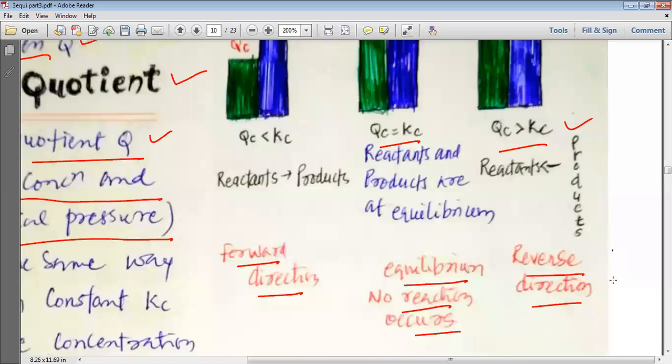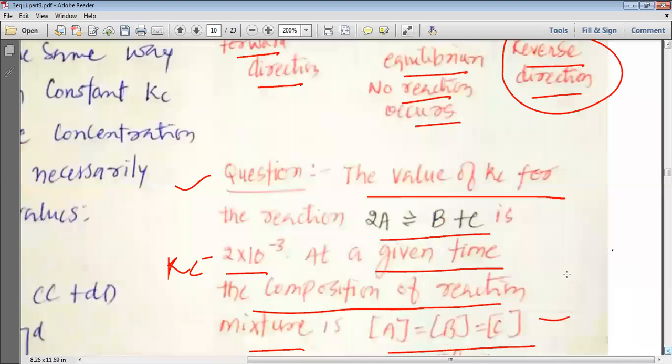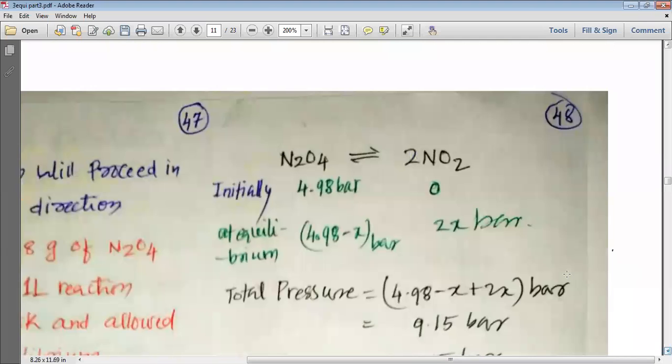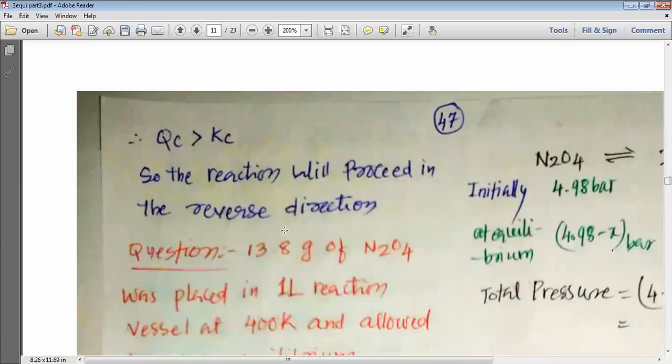Right to left. Yes, that means what kind of reaction do we call it? Reverse direction. Very good. It moves into the reverse direction or the backward reaction. That is what we can predict. So the reaction will proceed in the reverse direction.